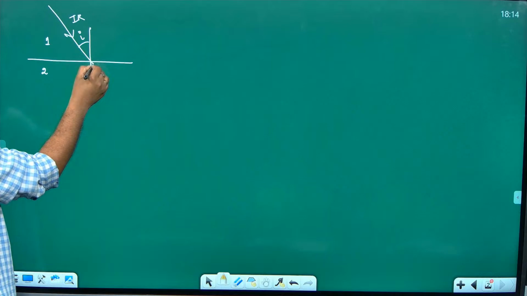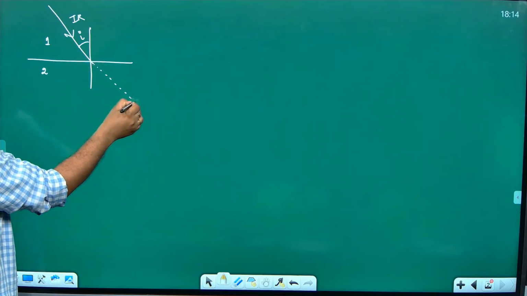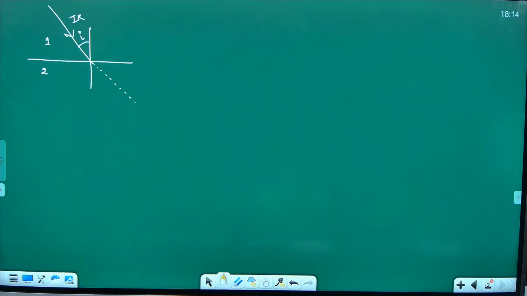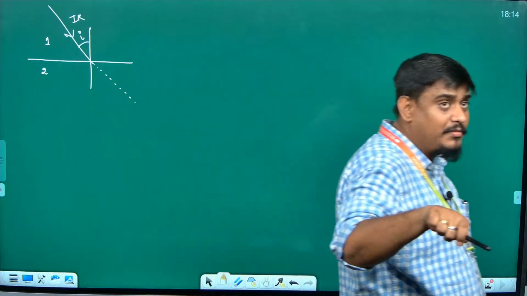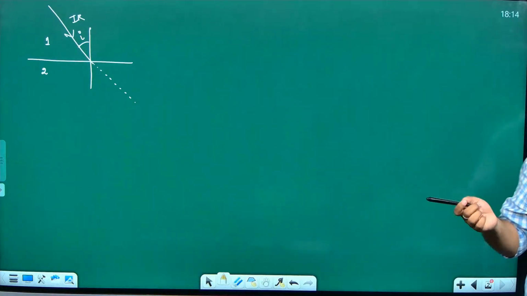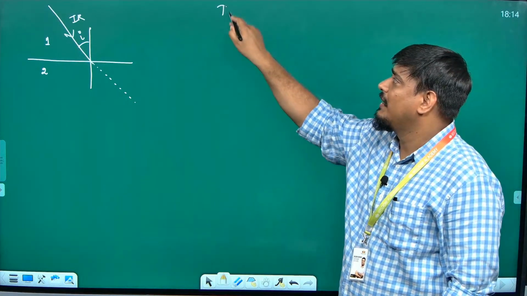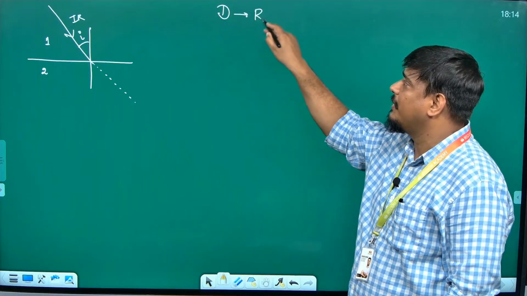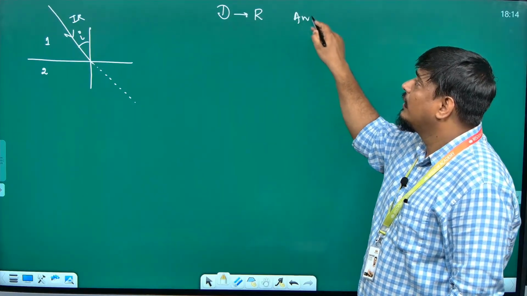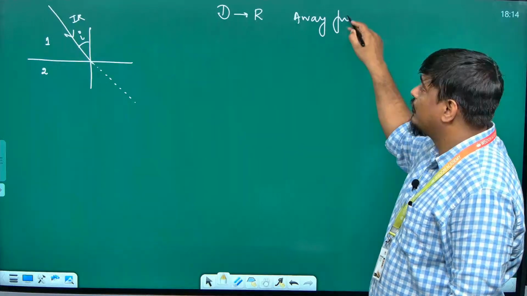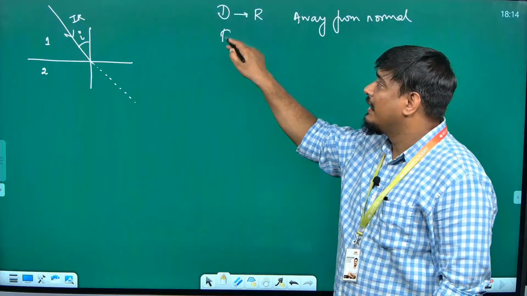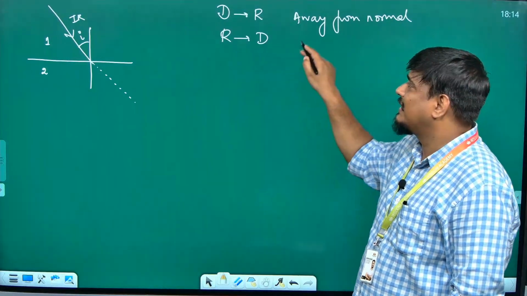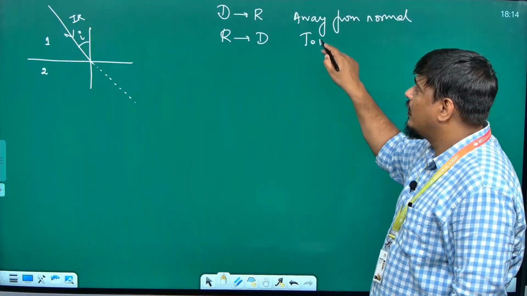It has two options. It may bend towards the normal or it may bend away from the normal. That totally depends upon whether it is travelling from denser to rarer medium or rarer to denser medium. If the light is travelling from denser medium to a rarer medium, it bends how? Away from the normal. Very good. You should remember these things. And if the light travels from rarer medium to a denser medium, how does it bend? Towards the normal. Good.